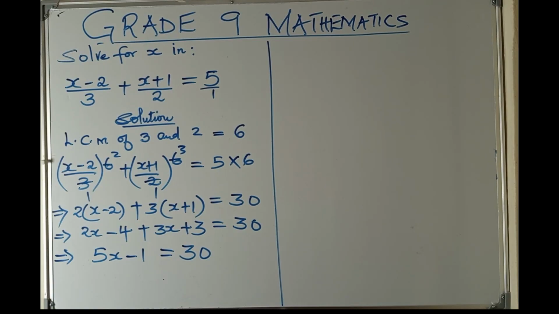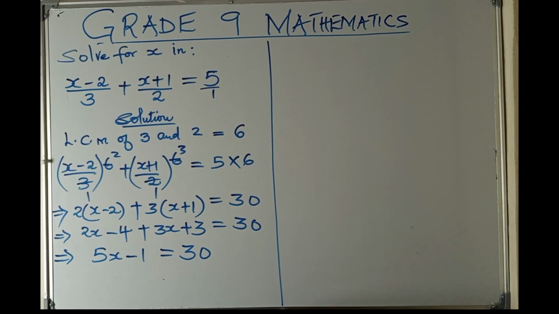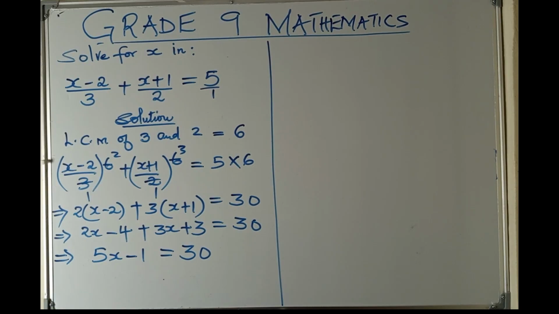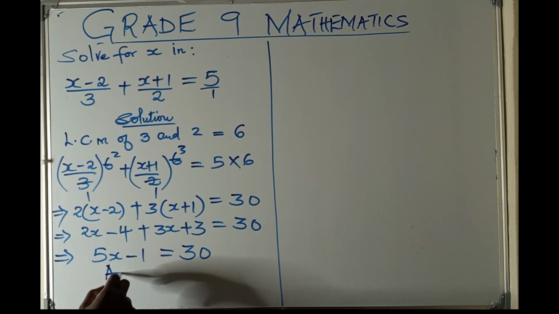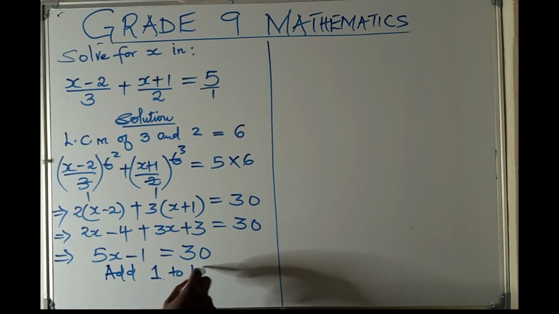After you've done that, now you take the like terms to the same side. You're looking for x, that is what you are interested in. So ensure that on the left hand side, you are only left with x. You want to get x, so you eliminate everything else from this side. So what do you do? Because you have negative 1, how do you remove this negative 1 from the left hand side? By simply adding. You add positive 1 to both sides.